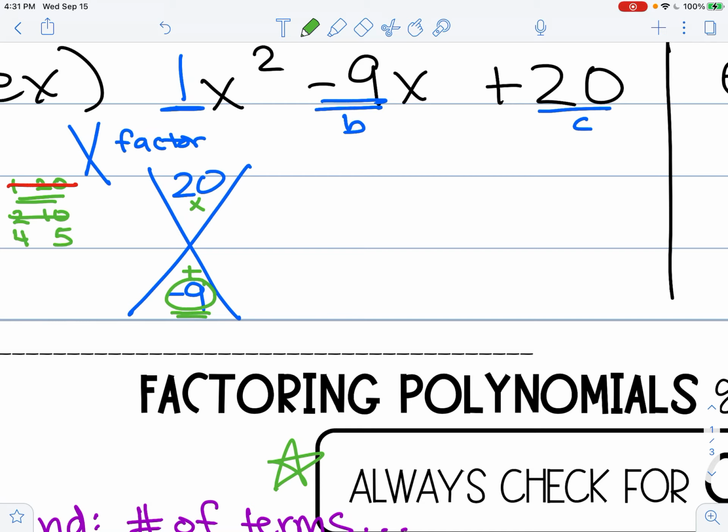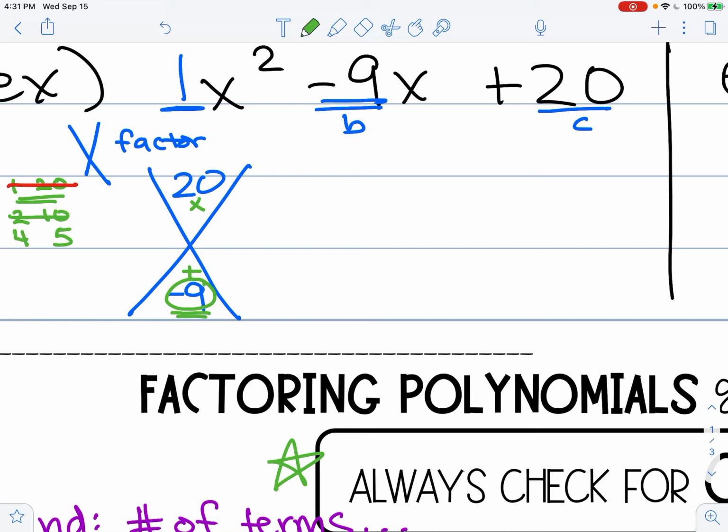Now keep in mind, this is a positive 20, but this is a negative 9. So in order to multiply to a positive, they either both need to be positive or they both need to be negative. In order to add to a negative, it looks like they're going to both have to be negative. So let's check this. Does negative 4 and negative 5 multiply to 20? Yes. Does negative 4 and negative 5 add to negative 9? Yes. So let's plug this in now.